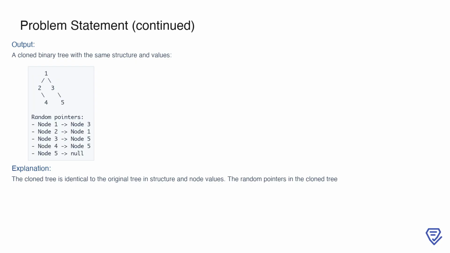Suppose the input is a binary tree where the root node has a value of 1, with two children, node 2 on the left, and node 3 on the right. Node 2 has a right child, node 4, while node 3 has a right child, node 5. Random pointers are also included. For instance, the random pointer of node 1 points to node 3, node 2's random pointer points back to node 1, and so on. The goal is to produce a clone tree that has the exact same structure and values, with the random pointers in the clone tree pointing to the corresponding clone nodes.